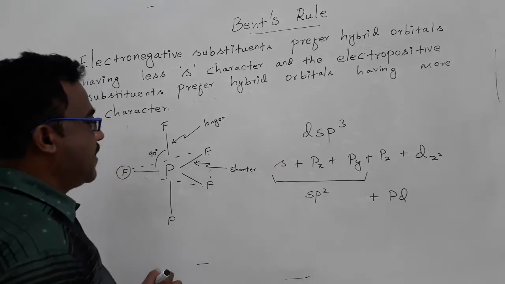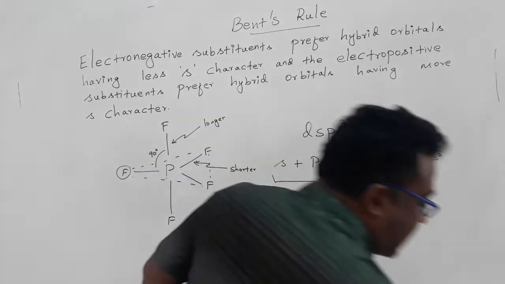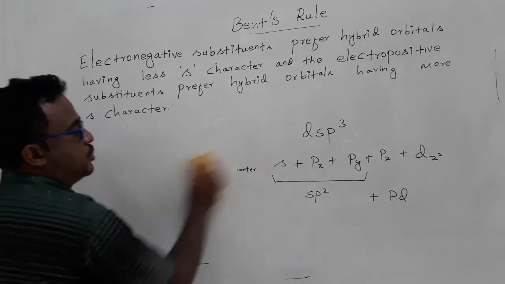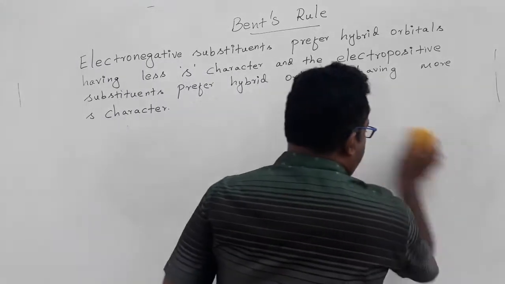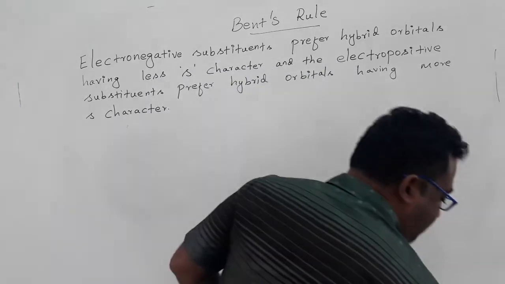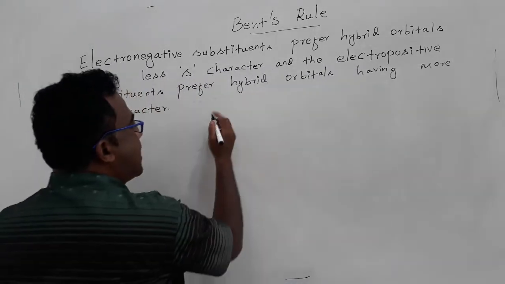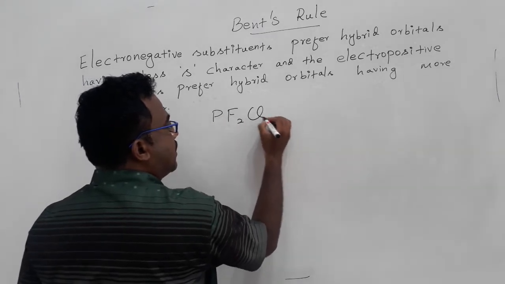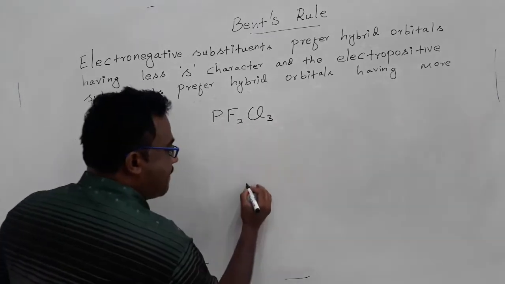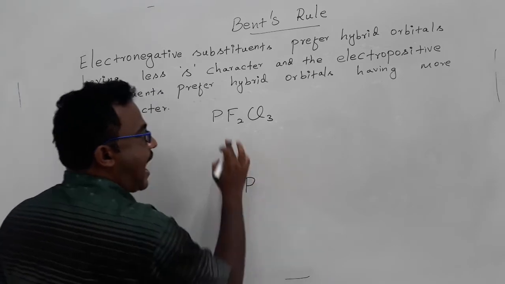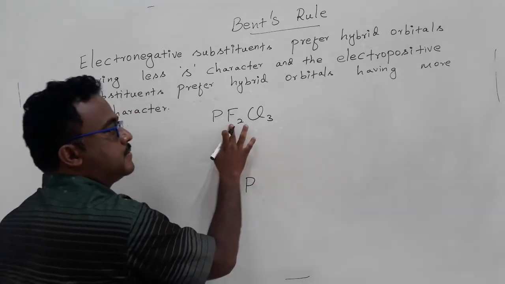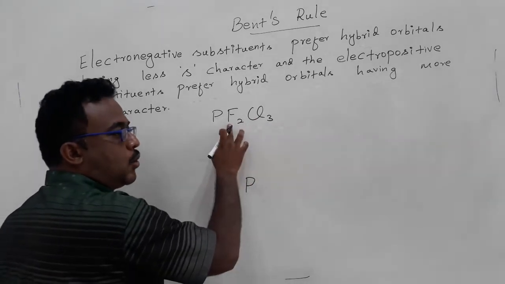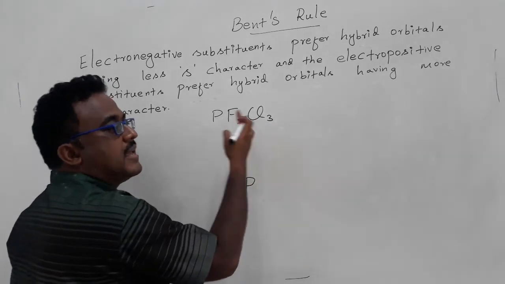Okay. Now let me go to a phosphorus compound having two different halide substituents. Just take an example of the molecule PF2Cl3. Here the central atom is phosphorus. It has two fluorine atoms and three chlorine atoms. Now the question: whether the fluorine will go to the axial side or equatorial.